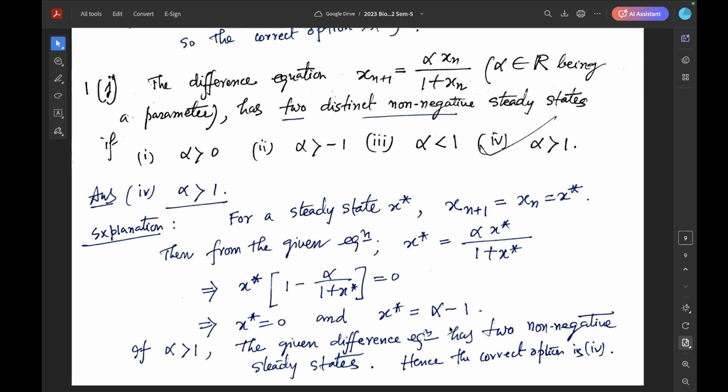If this is positive, so alpha minus 1 greater than 0, that is, if alpha is greater than 1, the given difference equation has two non-negative steady states. This positive and this 0, so non-negative. Hence, the correct option is 4.